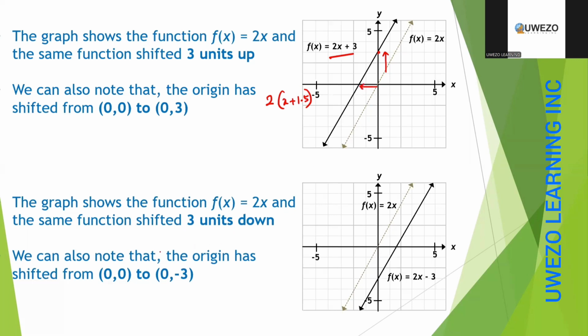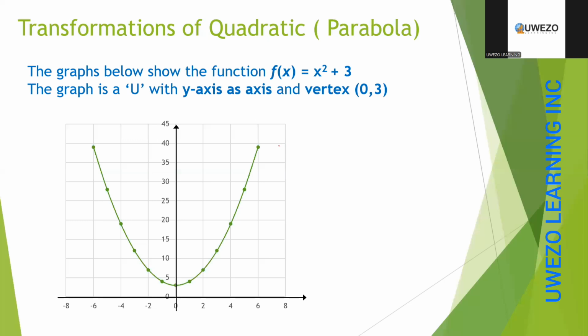Similarly, if I subtract 3, then the graph is going to go down by 3 units, and that is also same as going 1.5 units to the right. Likewise, we could also apply translations on quadratic functions. Let there be a quadratic function f of x equals x squared plus 3, whose vertex is going to be (0, 3).